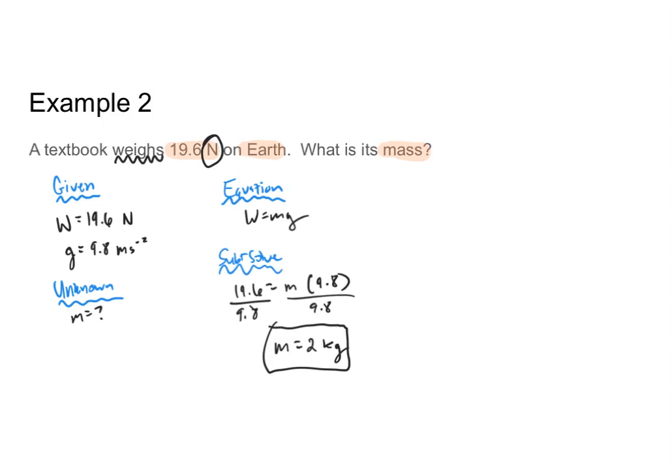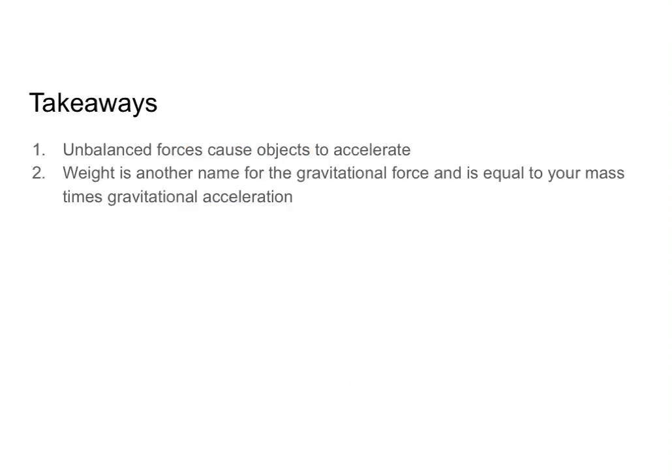Now, I will say, if I have my mass instead of my weight, I can do W equals mg, and I can use that to find my weight. Note that you'll be able to tell whether you have mass or weight by looking at your units. So if our units are kilograms, we have mass, and if our units are newtons, we have weight.